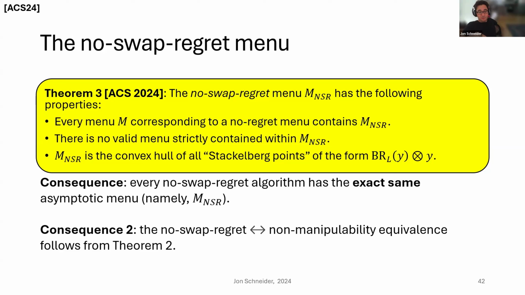The second consequence is that this equivalence I described earlier, this fact that no swap regret is equivalent to non-manipulability, also follows from this theorem, from the fact specifically that it's the convex hull of all Stackelberg points. So I won't go through why this is true, but basically optimizing over the no swap regret menu is basically the same thing as the optimizer optimizing against a no swap regret algorithm, and they get exactly their Stackelberg value.